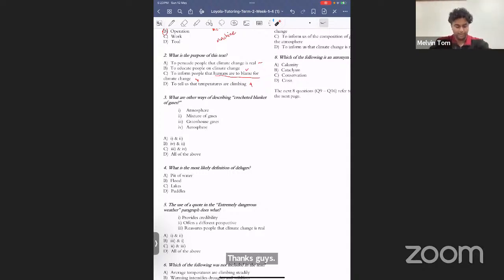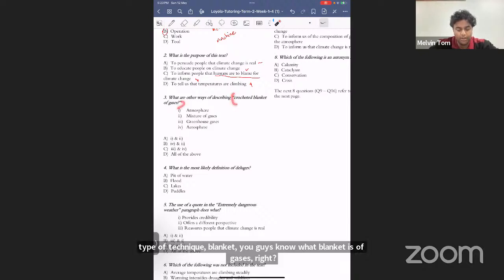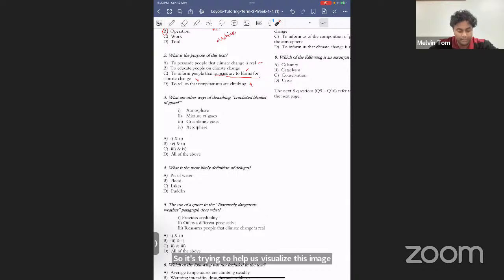Okay. So, question number 3. What are other ways of describing crocheted blankets of gases? So, again, break down the question. Crochet is a type of weaving. It's putting strings together of wool, I guess. Not fully sure of the technique. Blanket, you guys know what a blanket is, of gases, right? So it's trying to help us visualize this image of a blanket of different gases all together, right?